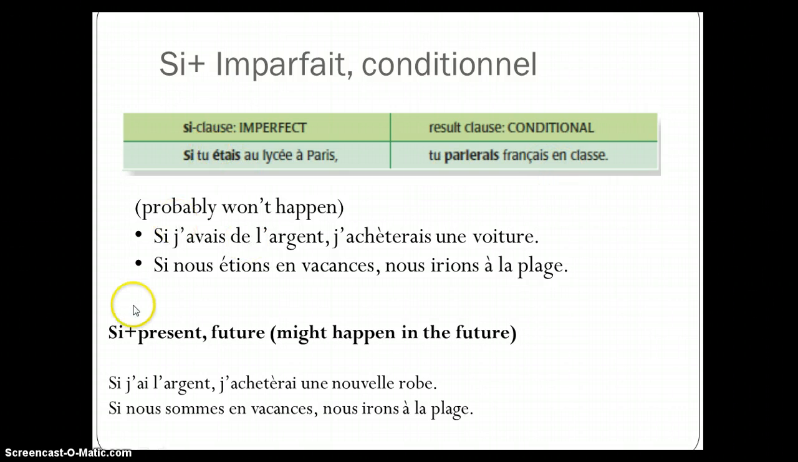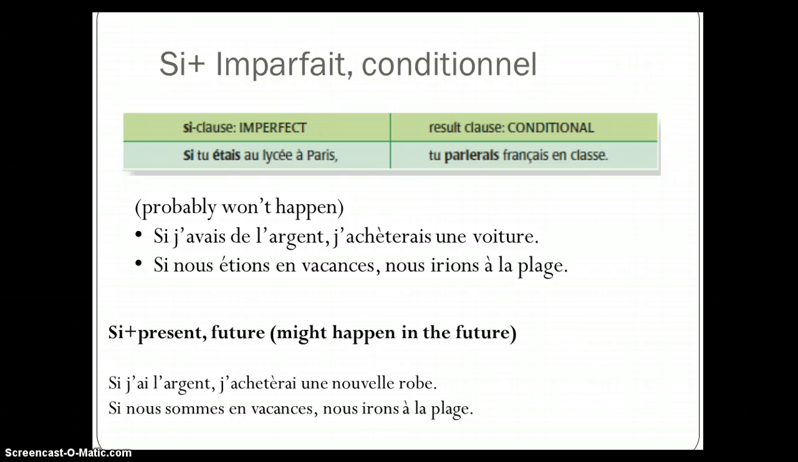And now let's compare that to another si clause that we know using the future tense. So si followed by present, the result clause is in the future. And those are for things that might happen in the future. So let's make a comparison. Si plus imparfait for things that maybe won't happen.